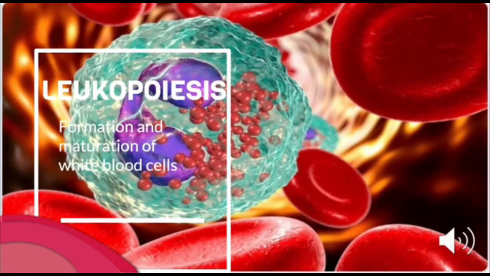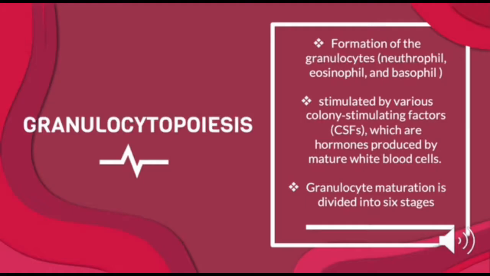Today I'll be presenting about a white blood cell, which is the eosinophil. The process of producing leukocytes is called leukopoiesis. It is the process of formation and maturation of white blood cells.